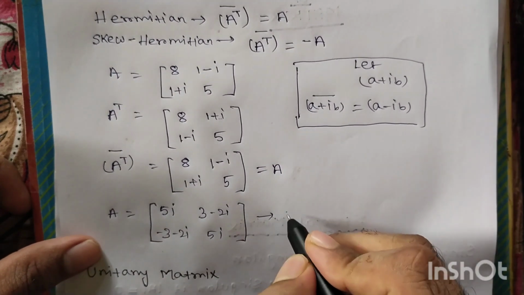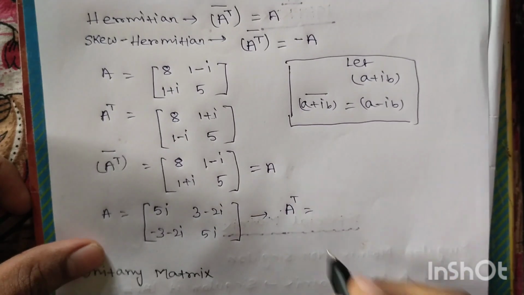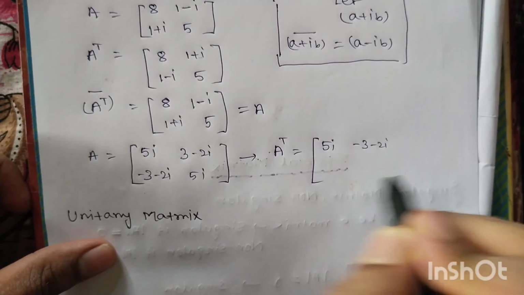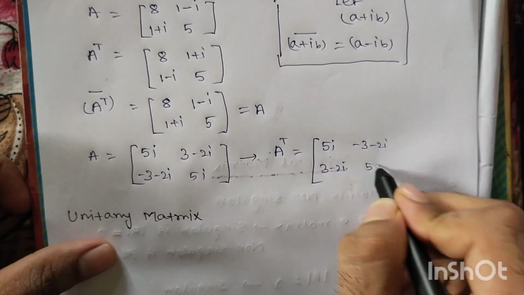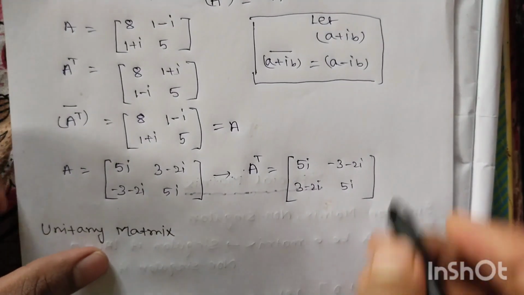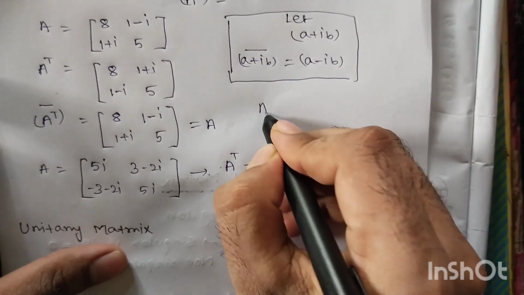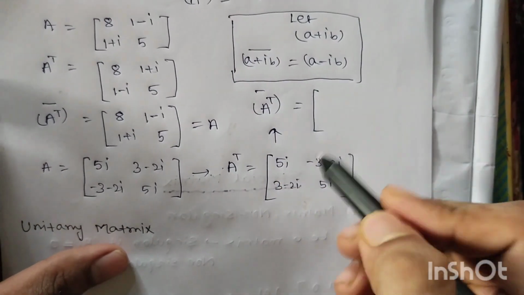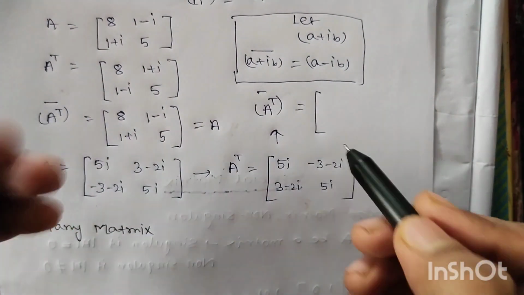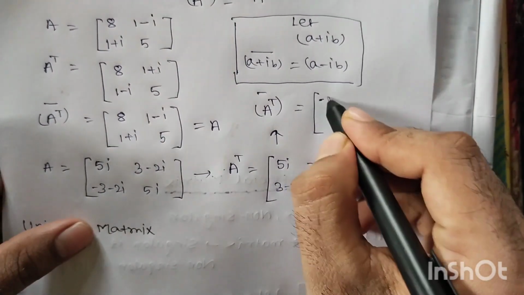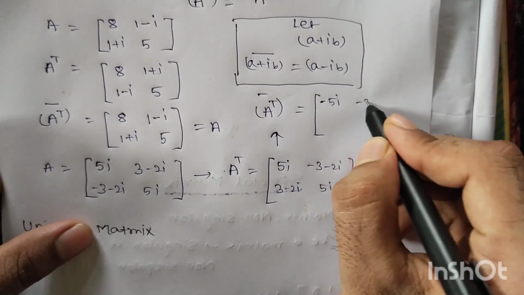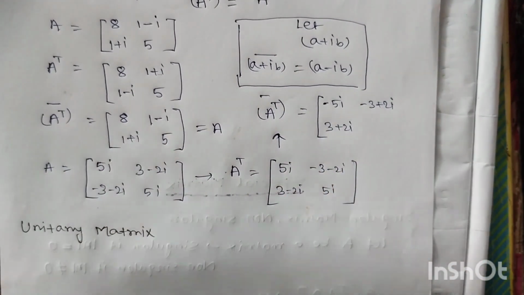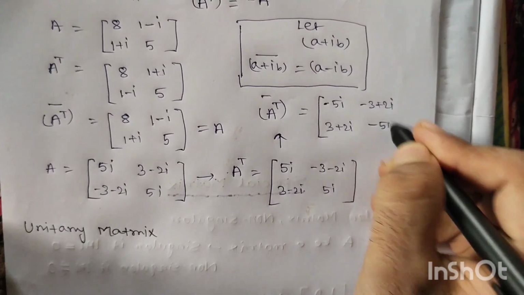And for the skew Hermitian matrix, I take an example. And take the transpose of A. What will be the value? 5i, minus 3 minus 2i, 3 minus 2i, 5i. Okay, and take the conjugate of that. I write here transpose and its conjugate. Okay, so I already told you that the sign changes before iota, so this should be minus 5i... minus 3 plus 2i, 3 plus 2i, the sign is changed, that's all, minus 5i.